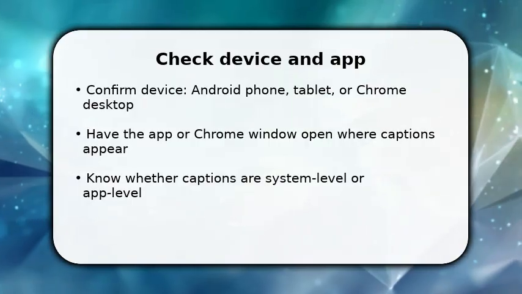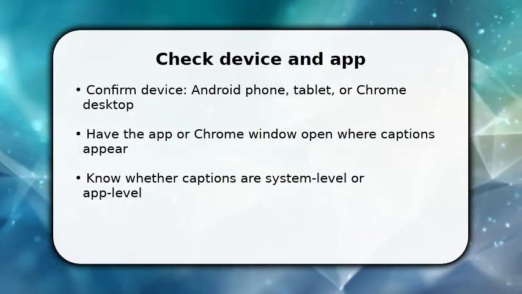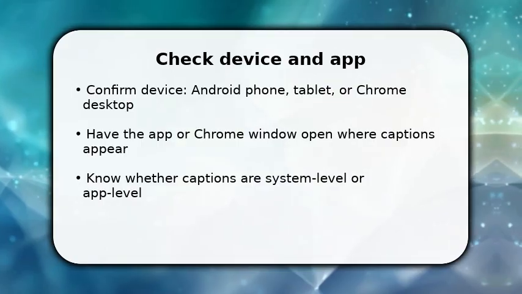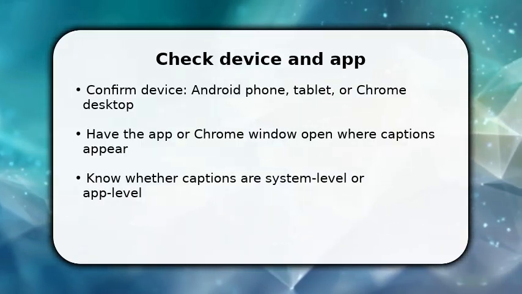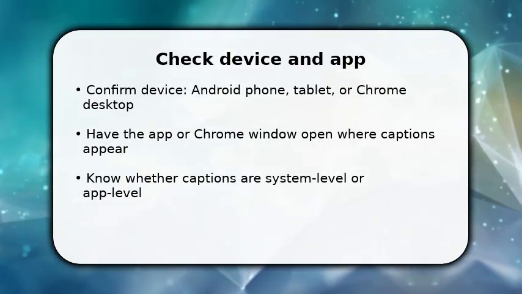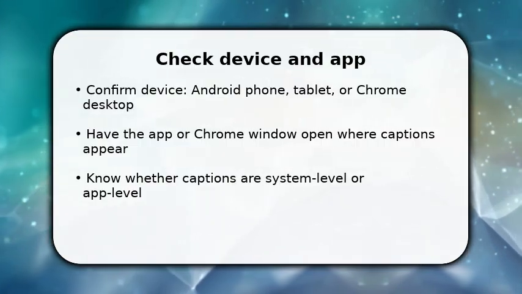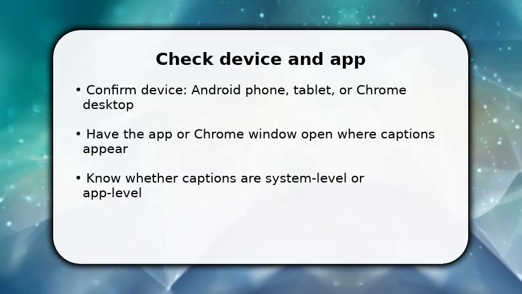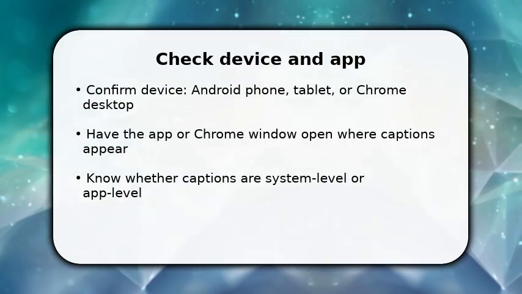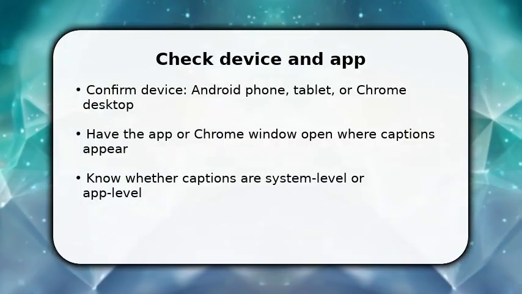You'll start by confirming what you're turning off and why. On Android, Live Caption is a system feature. In Chrome, it's a browser feature. Once done, open Settings on your phone or open Chrome's Settings menu. Make sure the media or tab producing captions is active so you can verify the change immediately. This saves time because you'll toggle the correct control and avoid chasing the wrong setting across apps and system menus.